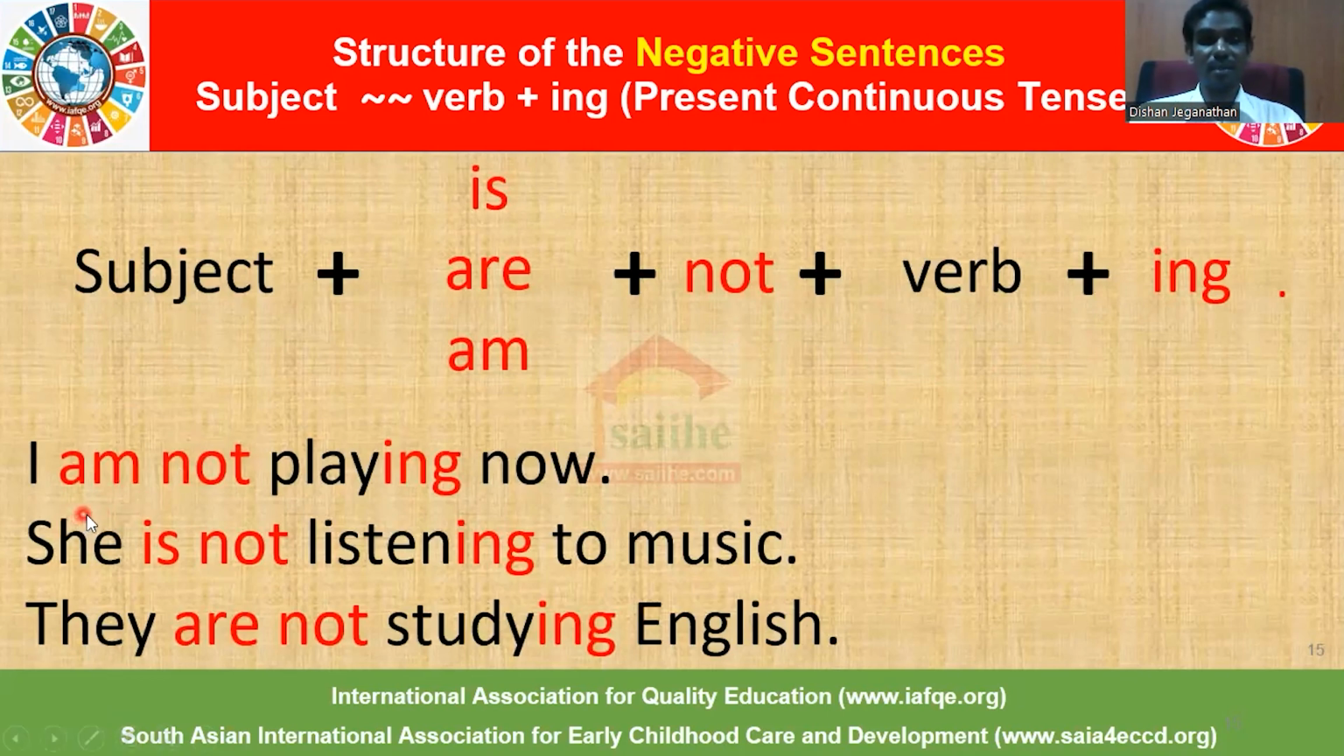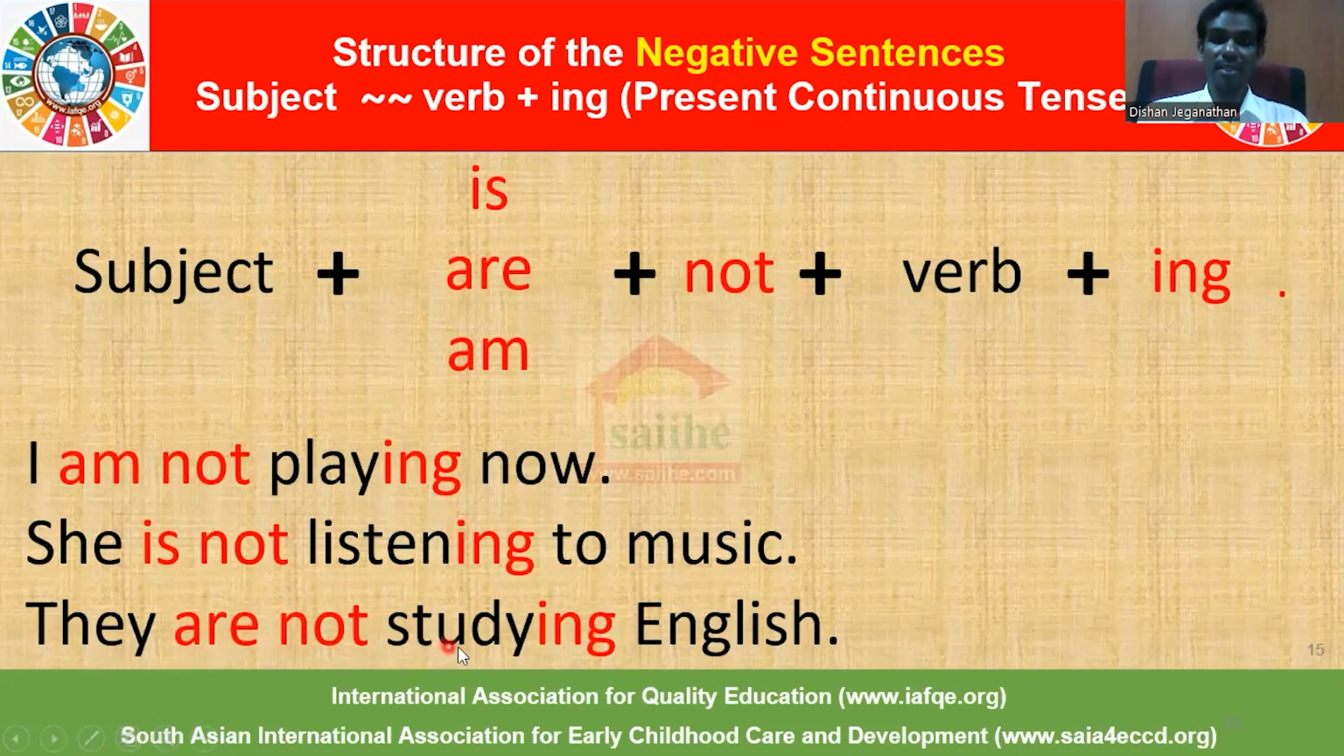Now let's look at some examples. I am not playing now. Subject I followed by am not. Playing is the verb with ing. She is not listening to music. She is the subject followed by is not, which could also be said as isn't. The verb listen plus ing, listening to music. So this sentence could also be read as she isn't listening to music.